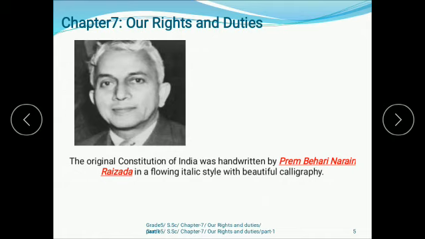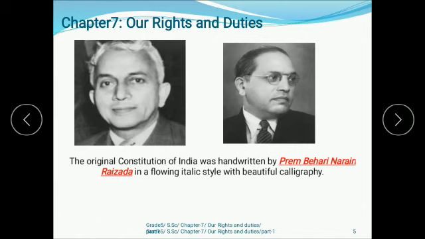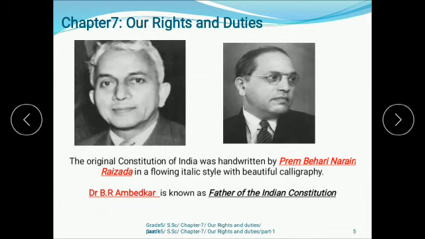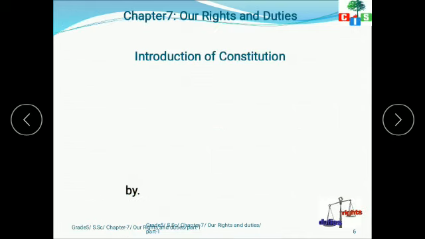Now the second picture. Can you identify the name of this person? I think you can easily identify him. He is Dr. Bhimrao Ambedkar, or Dr. B.R. Ambedkar, and he is known as the father of the Indian Constitution. Right, children? In this chapter we are going to discuss more about the Constitution and the fundamental rights and duties. So let's first see the introduction of the Constitution.